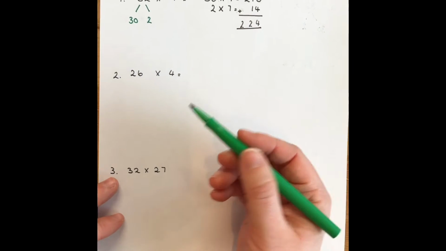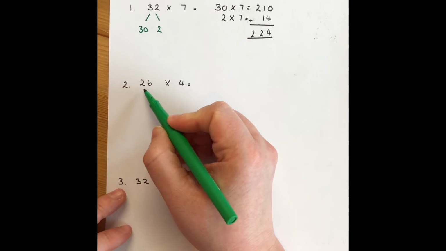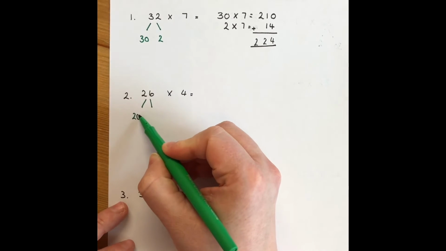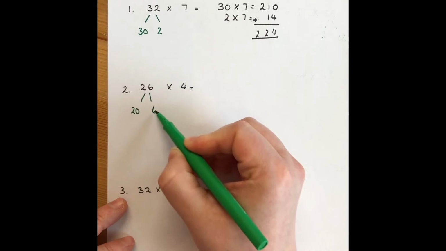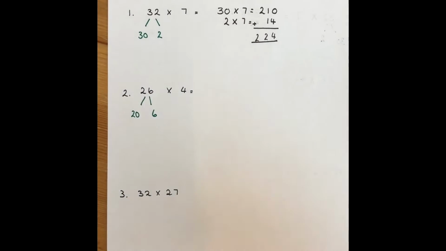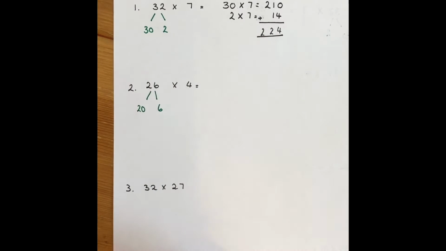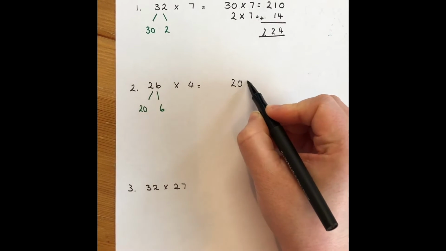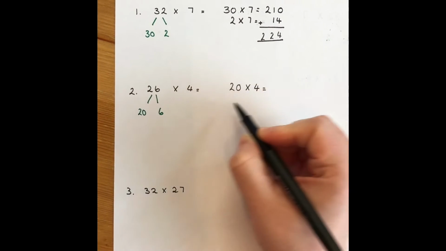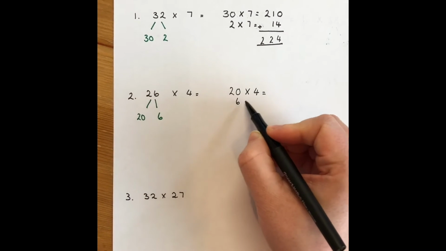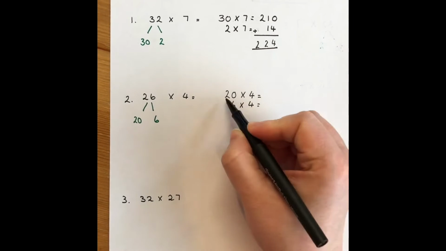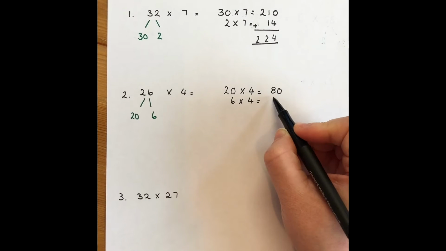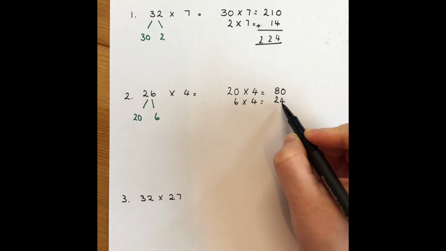Okay, so now we're going to have another go with another example. So we've got 26 times by 4, so we're going to partition this again into 20 and 6, and then times by 4. And remember, each of these has to multiply together. So we've got 20 times by 4, and we've got 6 times by 4. Okay, so 20 times by 4 is 80, and 6 times by 4 is 24.